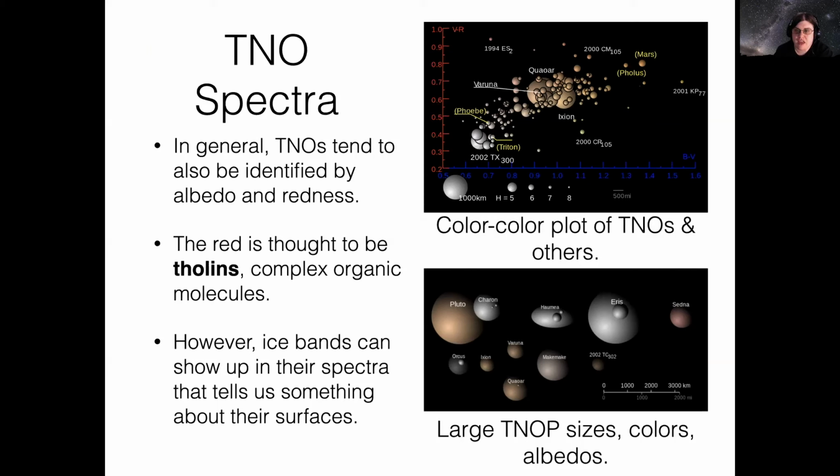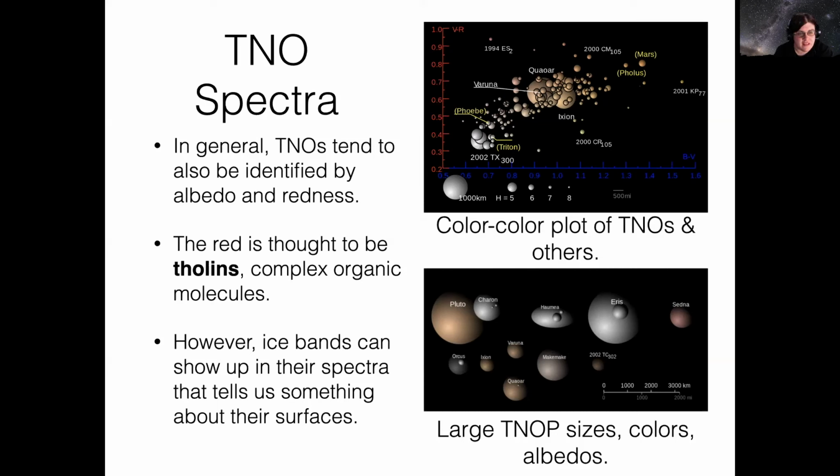But the objects near the top are red. The ones in yellow are non-trans-Neptunian objects. So we have Phoebe and Triton, which are both moons of planets that probably came from the Kuiper belt or the scattered object population. And you also have Mars, just as an example of something you can picture that's pretty red. A few things are as red as Mars.